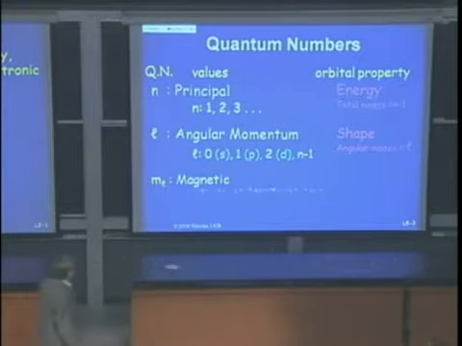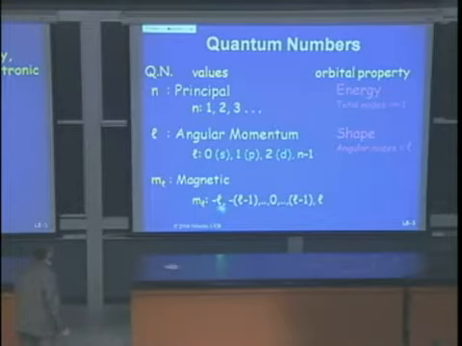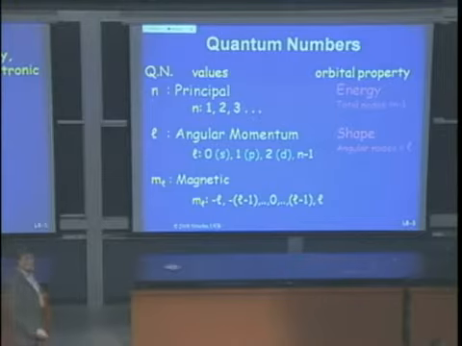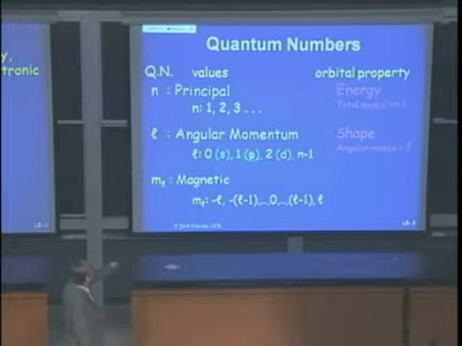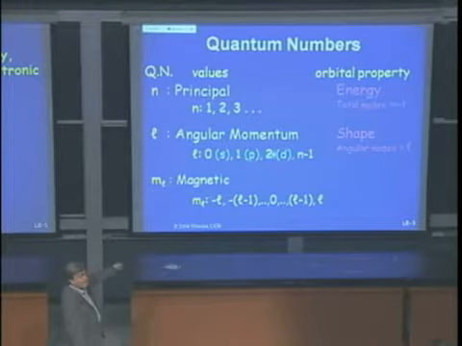So the magnetic quantum number can go from minus l to minus 1, to 0, to l minus 1, to l. That means it gives you the orientation in space. Okay? So if you have an s orbital, what is l? 0. No orientation. If you have a p orbital, what's the orientation? That means how many orbitals do you have? 3. Okay, that's correct. x, y, and z.